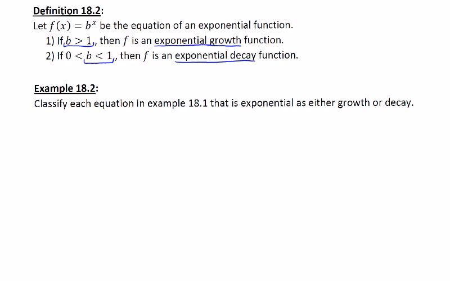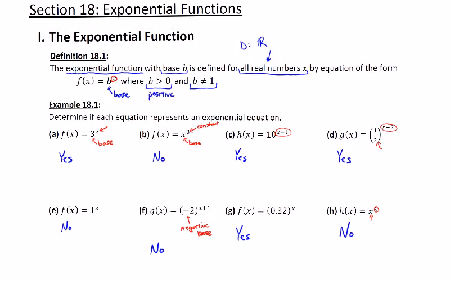Let's go back to the other slide and let's look at part A. We said that f of x equals 3 to the x was exponential, and that base value is greater than 1. So our base here is greater than 1, so therefore this qualifies as being exponential growth. The next example that we said was exponential was part C, and in this case we also have a base value that is greater than 1. This is going to be exponential growth as well. Part D, however, we have a base that is 1/2, and that base is less than 1. That means that we're going to have exponential decay.